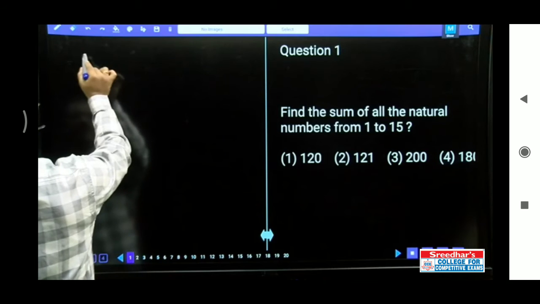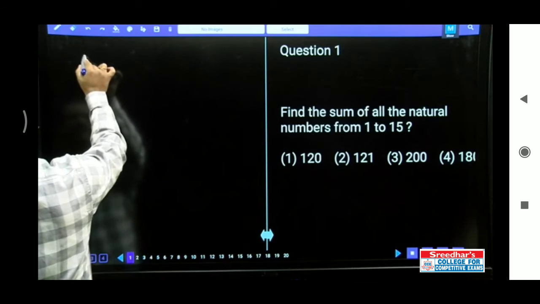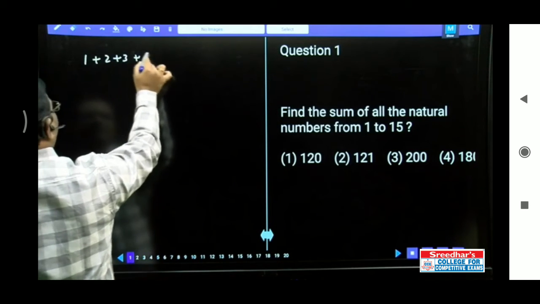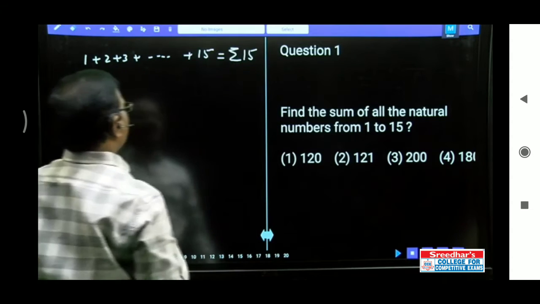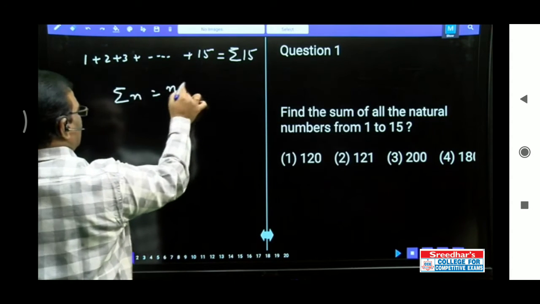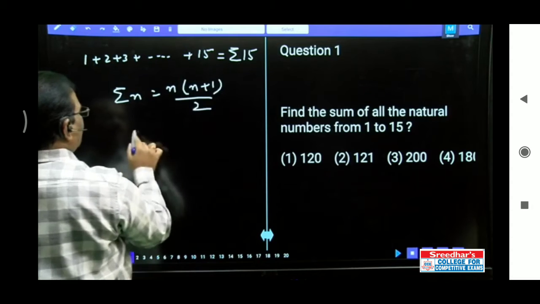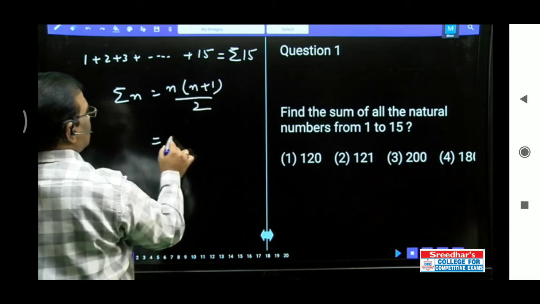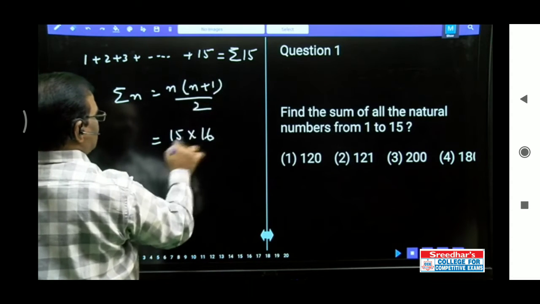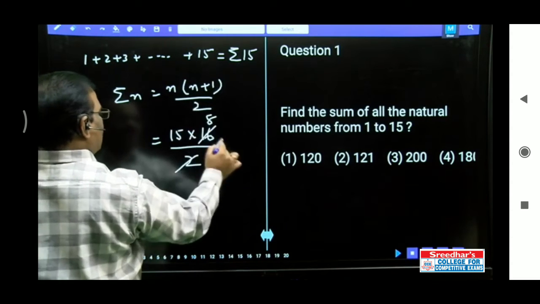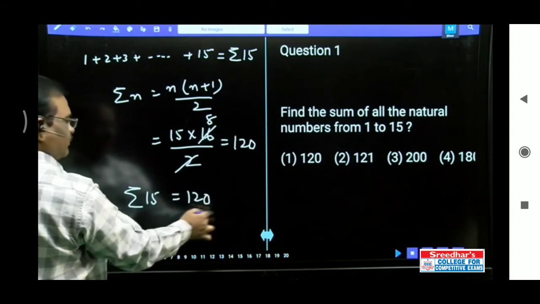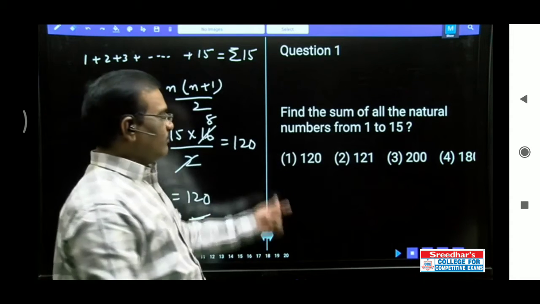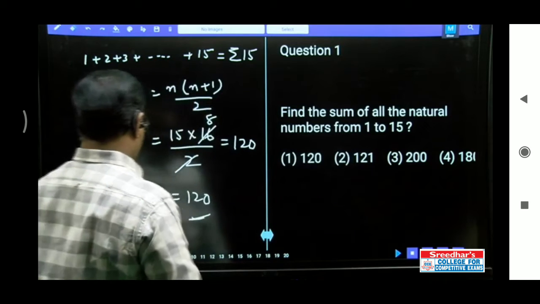Natural numbers 1 to 15, that means 1 plus 2 plus 3 plus up to 15, we need the summation of the first 15 natural numbers. This is denoted by sigma 15. We have the sigma n formula: sigma n is equal to n into n plus 1 by 2. Therefore the sum of the first 15 natural numbers, sigma 15, is equal to 15 into 15 plus 1, 16, by 2. So 2 cancels, 8 times 15, 8 fifteens are 120. Therefore the sum of the natural numbers from 1 to 15, sigma 15, is equal to 120. Therefore the first option is the answer.